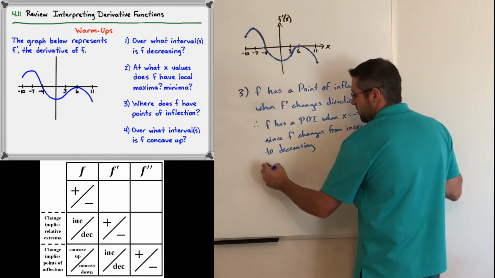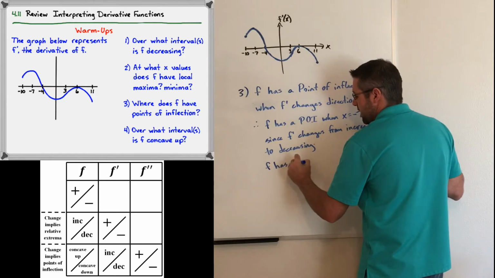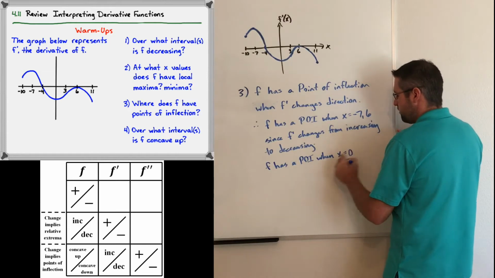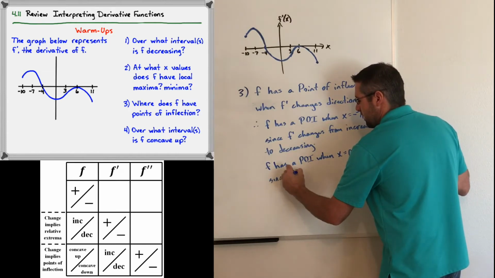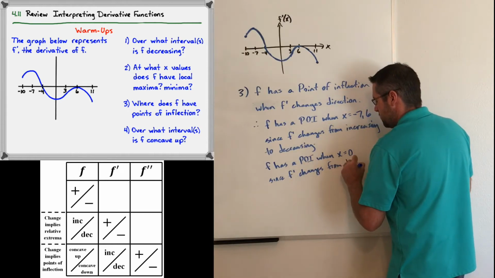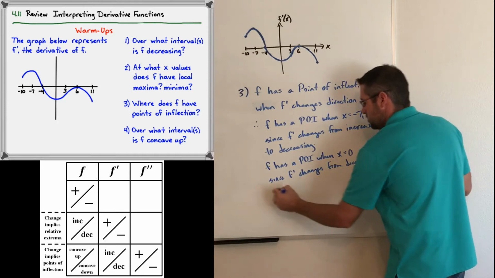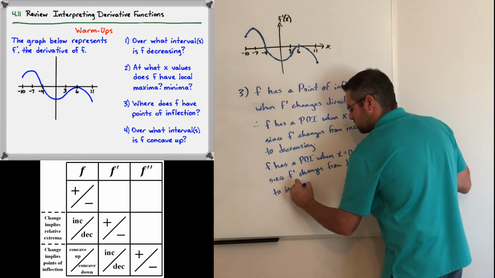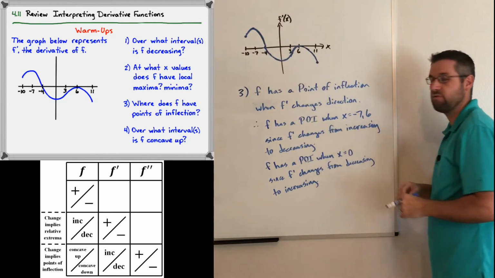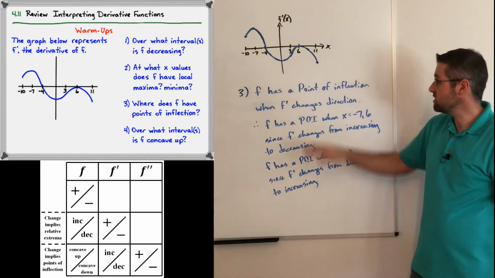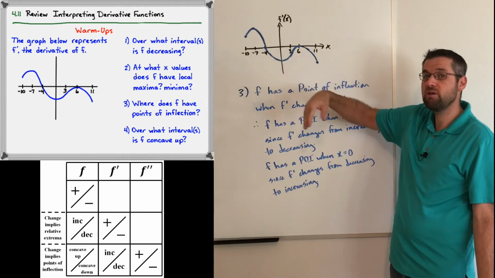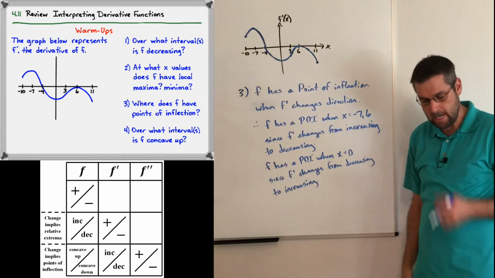And then we can also say f has a point of inflection when x equals 0, since f prime changes from decreasing to increasing. Okay, so from decreasing to increasing, we also have another point of inflection for the graph of f. Obviously, it's not a point of inflection for this graph because we don't see a change in concavity. We're looking for change in concavity of f. All right, so that's number 3.